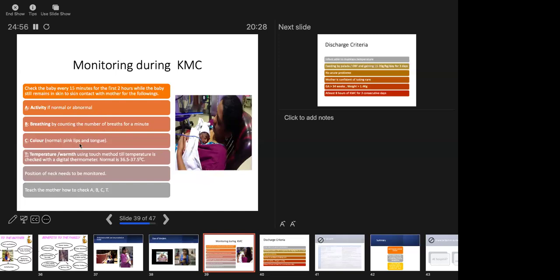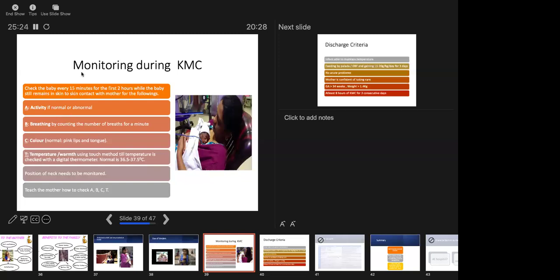Baby should have pink lips and tongue, or else if you have a facility for pulse oximetry monitoring, you should see the saturation in the pulse oximeter. Make sure the baby is warm and measure the temperature with a digital thermometer. Baby should have a normal temperature between 36.5 to 37.5 degrees, and the position of the neck needs to be monitored. This is very, very important. The neck should not be flexed. If it is flexed, the baby may go into apnea because of neck obstruction.